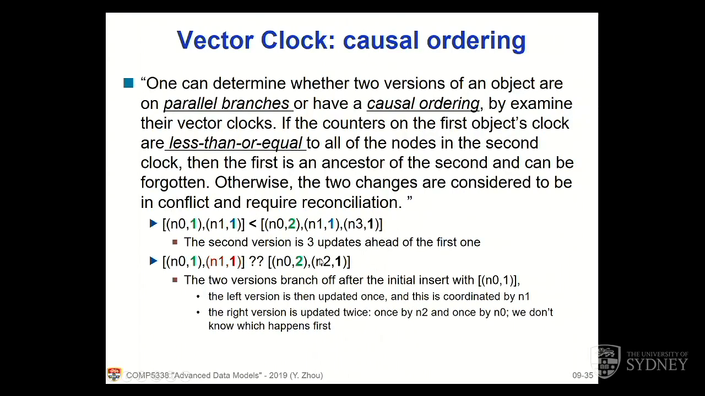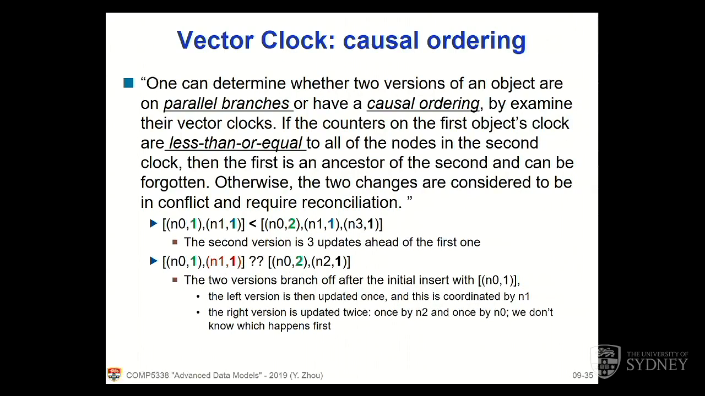So these two, we can't establish the causal relationship, because we can't say this is before this or this is before that. From N0 it looks like this one is in front of that, because the counter of N0 here is 1 and here is 2. But then this one has N1, which doesn't appear here, and this has N2. So we can't say it's less than or equal to all of the nodes here, because this one actually has a node the other is missing, N1. So they are in parallel branches.